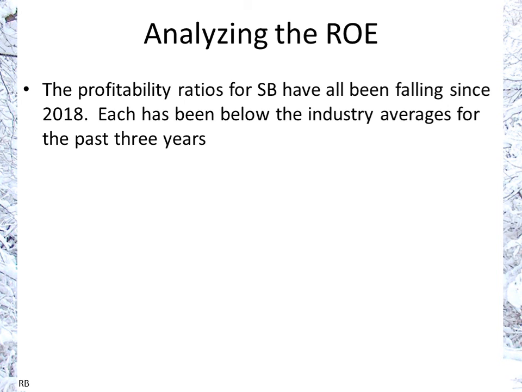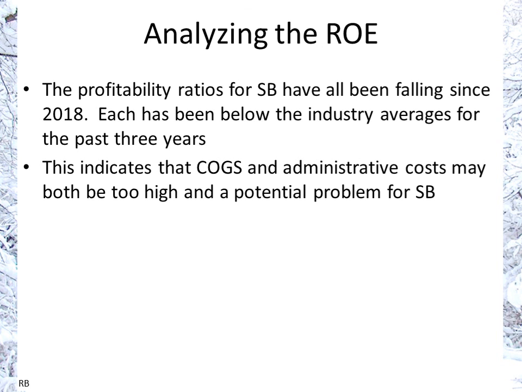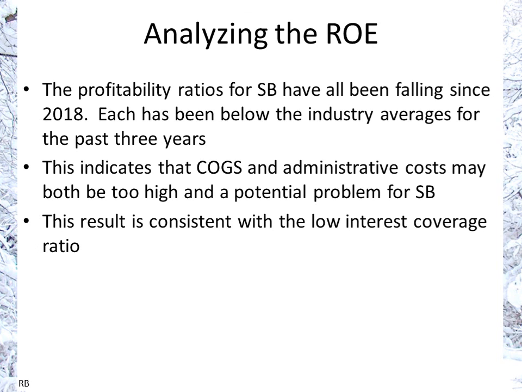So the profitability ratios have been all falling since 2018. Each has been below the industry averages. So the cost of goods and administrative costs may be both too high and a potential problem for Sequoia Bonsai. So these are things to be looking at as a next step from the company internally. Now the result is consistent with the low interest coverage ratio.